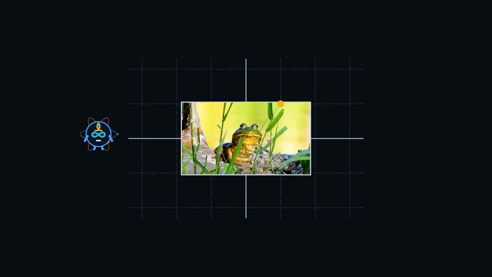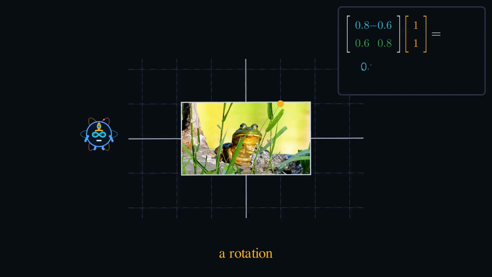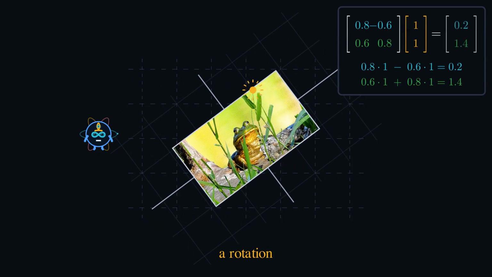We track one point at 1, 1, and compute exactly where the matrix sends it. A rotation. The blue top row builds the new x. The green bottom row builds the new y. Watch the point move as the numbers fill in.